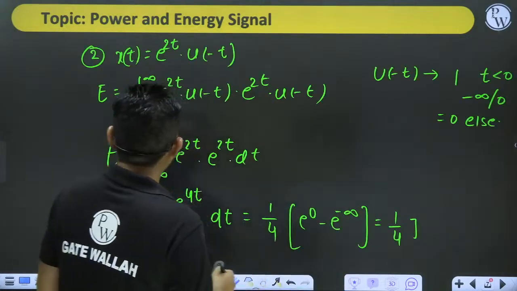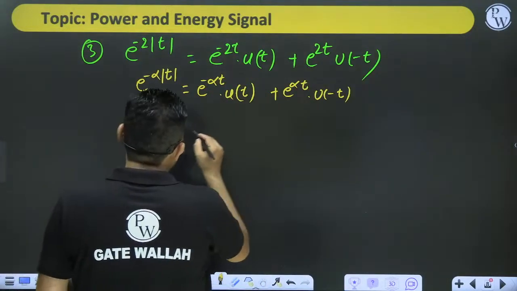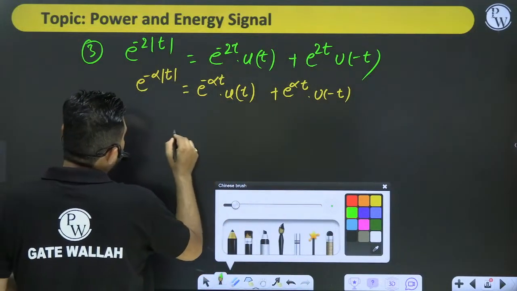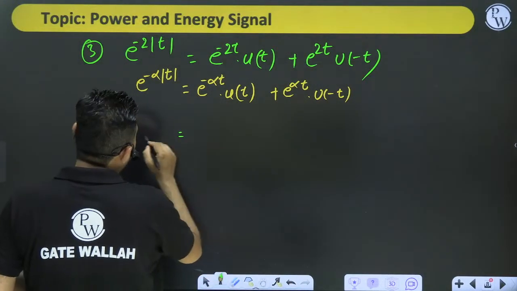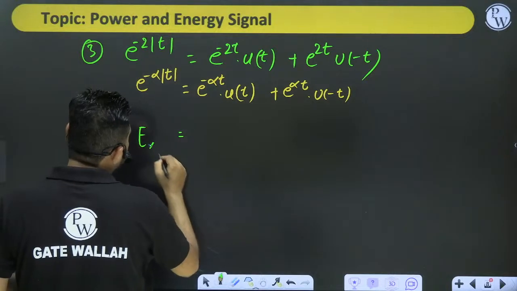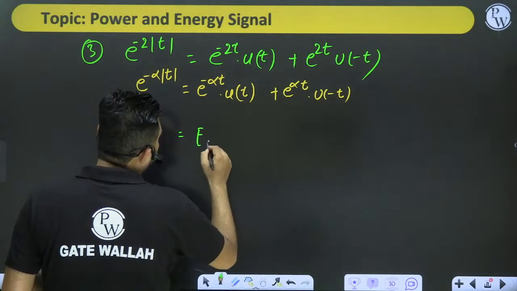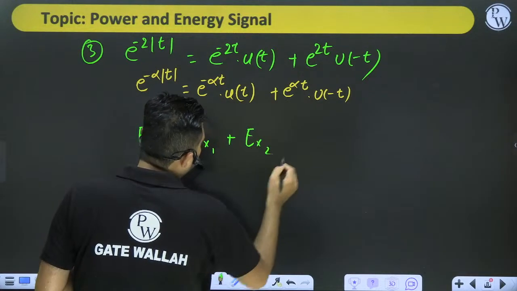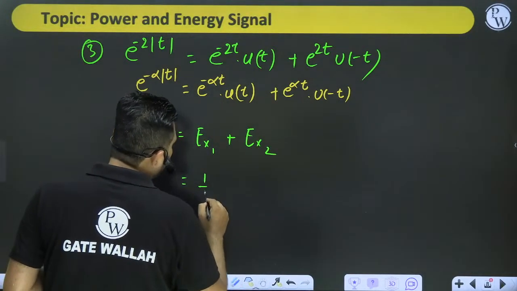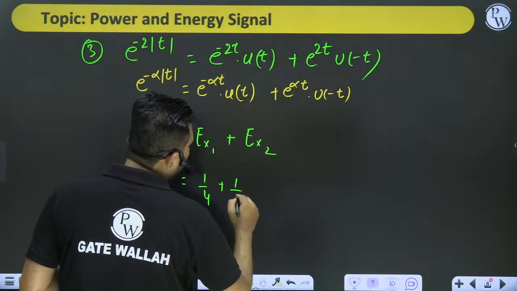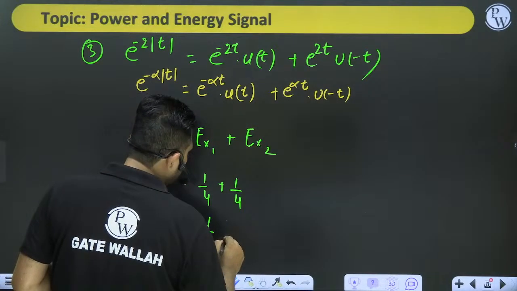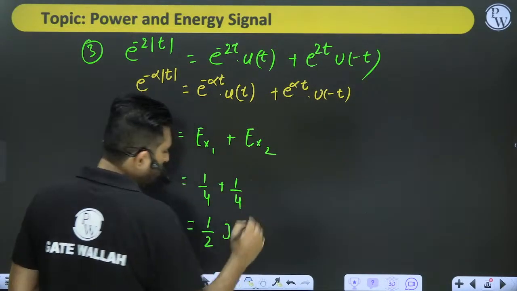So what I'm saying is that the energy of this function would be energy Ex is Ex1 plus Ex2, and this is 1 by 4 plus 1 by 4, which gives me 1 by 2 joule.